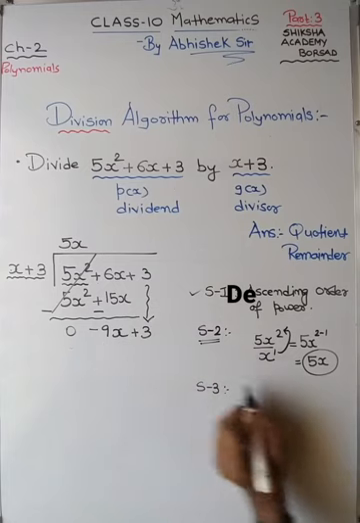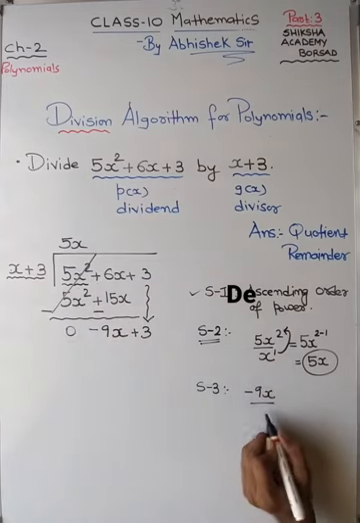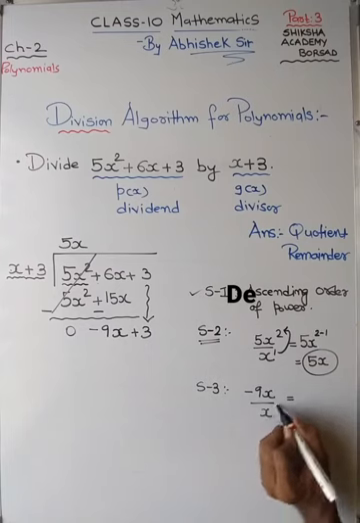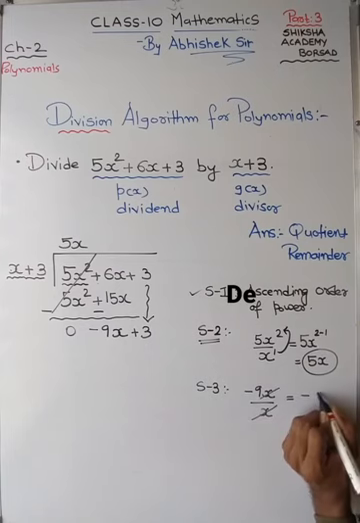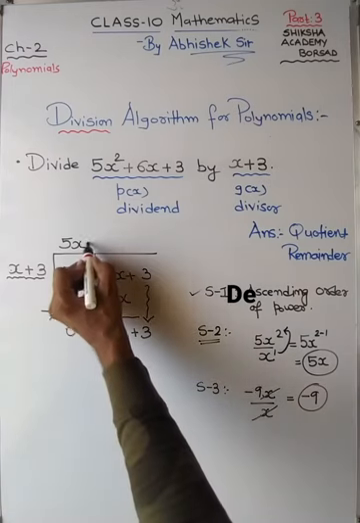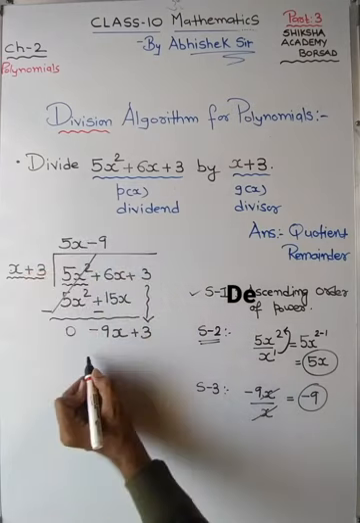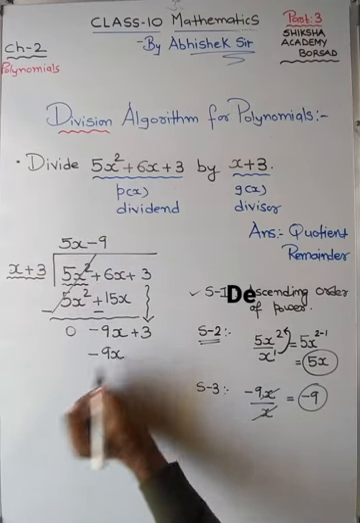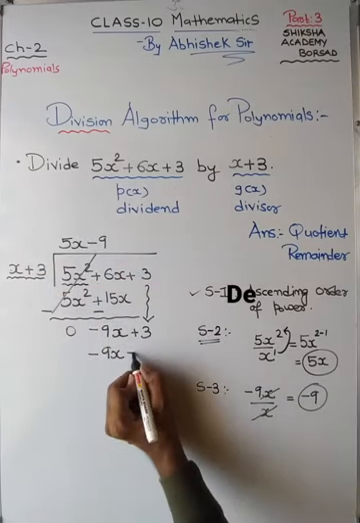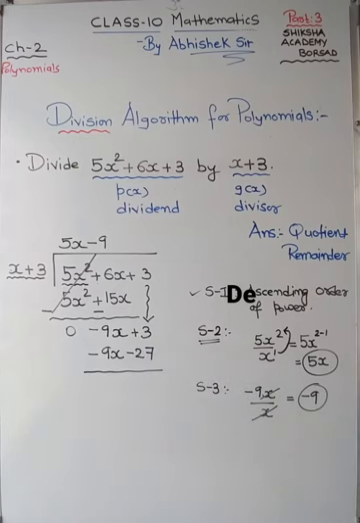Again, the first term, minus 9x, upon the first term, x. Here x and x will be cancelled, so we only have to multiply the next term with minus 9. So here we'll write minus 9. 1 by 1, x into minus 9 will be minus 9x. 3 into minus 9 is minus 27, right?